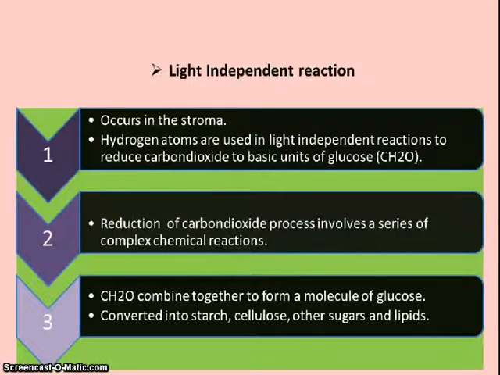Now I'm going to focus on the light-independent reactions. It occurs in the stroma of the chloroplast. Hydrogen atoms produced during light reactions are used in light-independent reactions to reduce carbon dioxide to basic units of glucose. This reduction of carbon dioxide involves a series of complex chemical reactions which require enzymes. Six units of CH2O combine together to form a molecule of glucose. Glucose is then converted into starch, cellulose, other sugars, and lipids. When combined with nitrogen, glucose is converted to a protein.